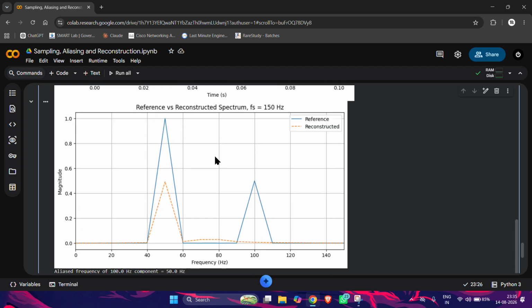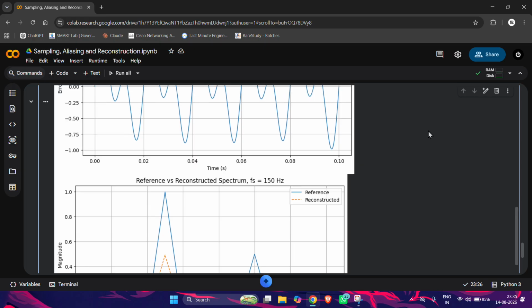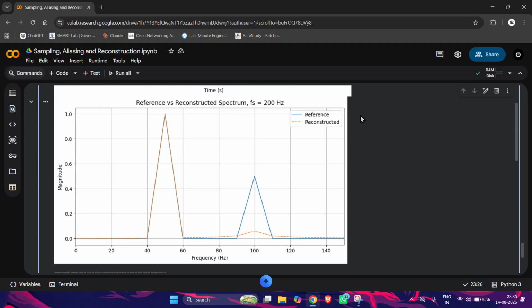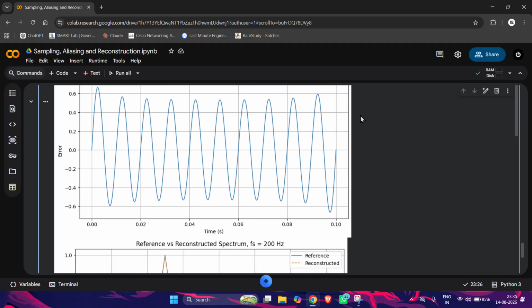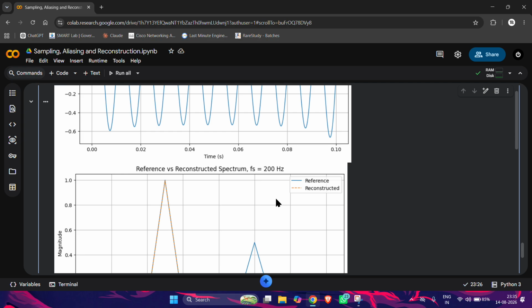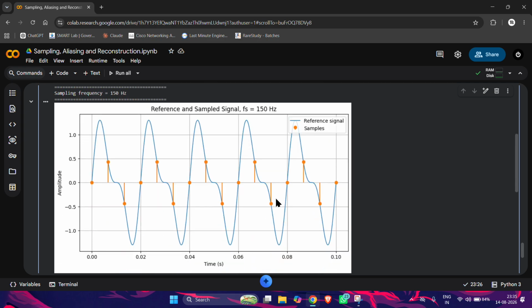And here is the reference versus reconstructed spectrum which we obtained for the 150 Hz case. And I have also calculated the reconstruction error by subtracting the reconstructed signal from the original signal. In this case, we obtained 50 Hz, and from the other two cases, we have also obtained the reconstructed error graphs. The error is relatively small when the sampling theorem is satisfied, while the undersampled case shows a significant difference because of the alias. And here, the undersampled case refers to this 150 Hz case.